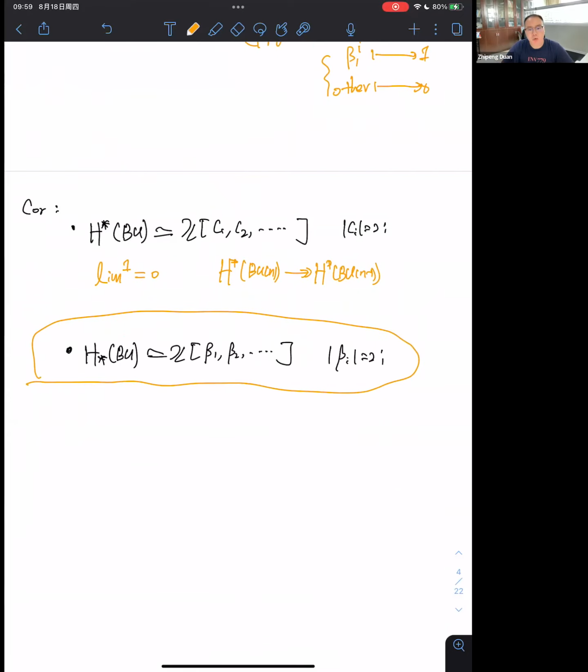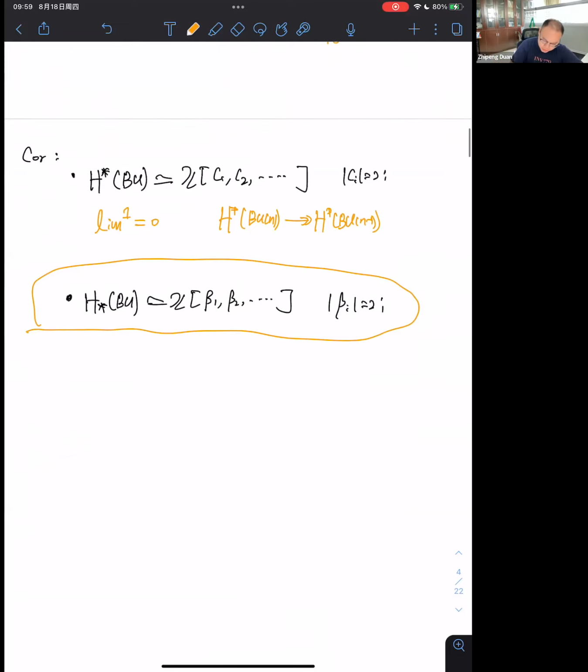And moreover, this corollary expresses these two, homology and cohomology, as having algebra structure, but actually they are Hopf algebras. So this is a remark. Both are Hopf algebras.